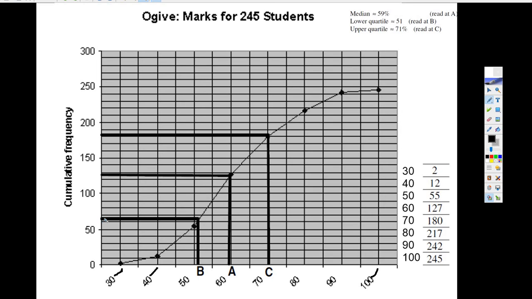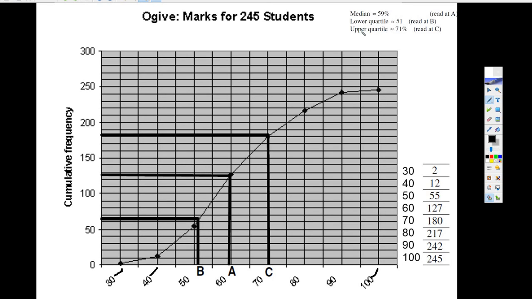But you just take 245 divided by 4. Go to that number here. Go over until you hit the Ogive curve and then run down. Then you go up here. 3/4 of 245 is pretty close to 180. You run over and you run down and you get a little bit more than 70. If you say 70% or 71 or 72, it's okay.